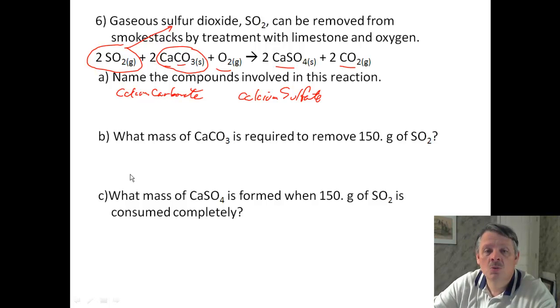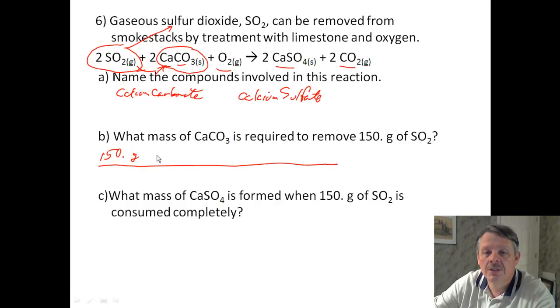All right, so it asks what mass of calcium carbonate is required. Well, that's right here. Calcium carbonate is required to remove 150 grams of sulfur dioxide. So we're looking at those two that are right next to each other. So we have 150 grams. Notice it has a decimal point after it, which means there's 3 sig figs. That's important because we're going to want 3 sig figs in our answer.